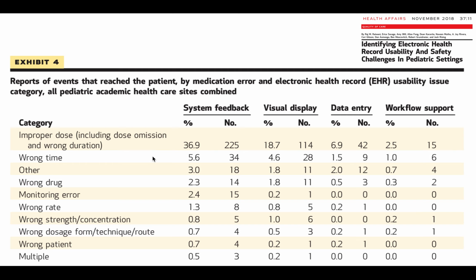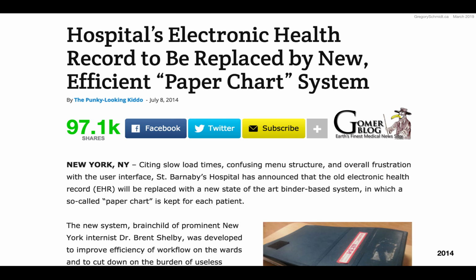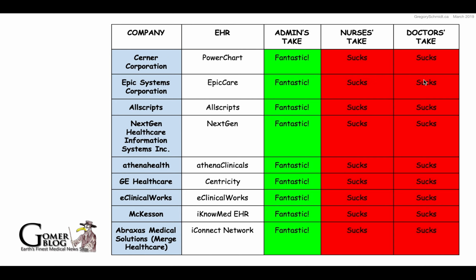Now that we've looked at a little bit of objective data, we could also see that there's, of course, a large amount of satire around the EHR problem, which has been built up. Gomer Blog, which is really the leading medical satire website, has discussed for years how bad EHR systems are. In this article of theirs, they discuss how the hospital wants to go back to the more efficient paper system. This Gomer Blog study ranked the EHRs by their administration's opinion of them versus the clinicians.